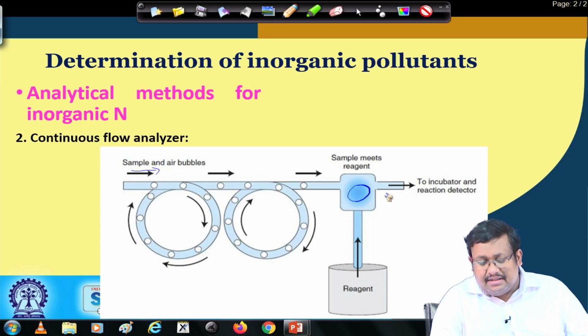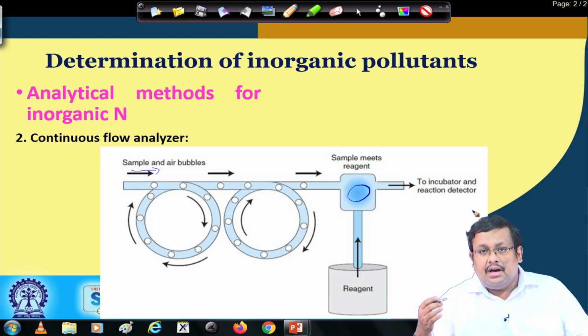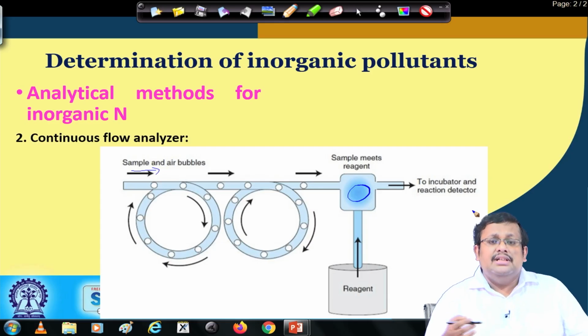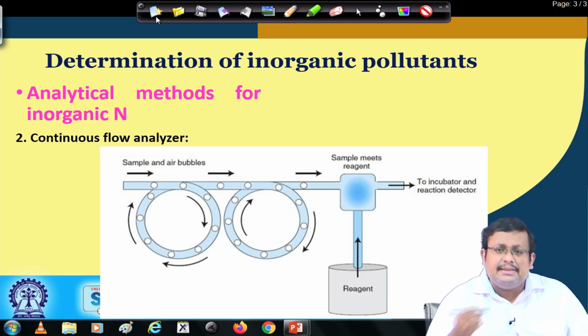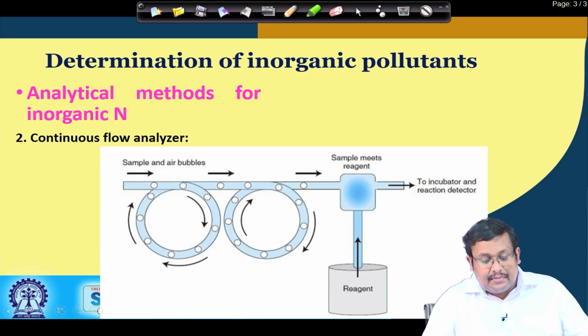and obviously after the mixing there are some chemical reactions, and after this chemical reaction they move to the incubator and reaction detector where they are being detected by the development of certain colors. So, this is how this continuous flow analyzer basically operates. It is basically the operating principle of this continuous flow analyzer.